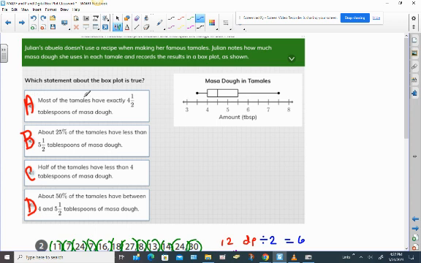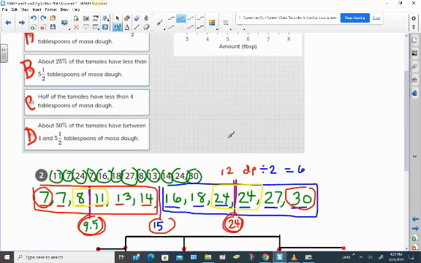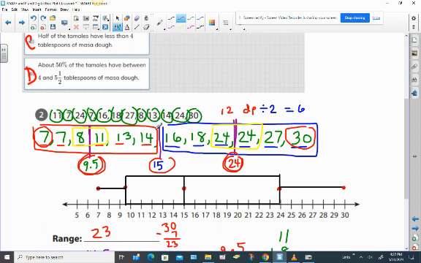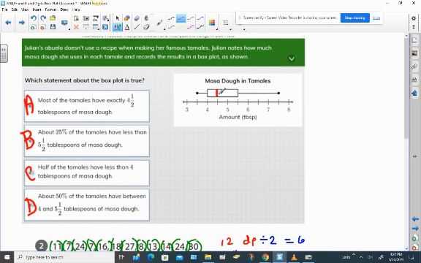A. Most of the tamales have exactly 4.5 tablespoons of mesa dough. If we find 4.5, what is really represented here? This line is really the median. Recall the median is the number in the middle. In our example here, we ordered these numbers from least to greatest and found the median to be 15. That's not what most of the numbers are in our example, and that's not going to be true here either, because the median is just the number in the middle.